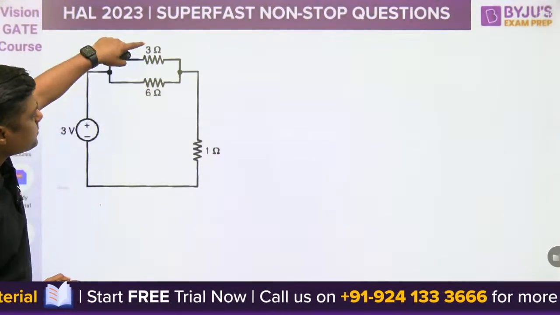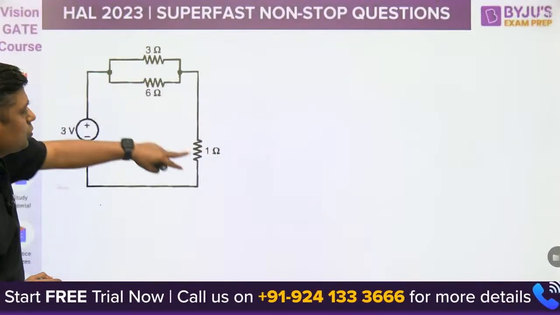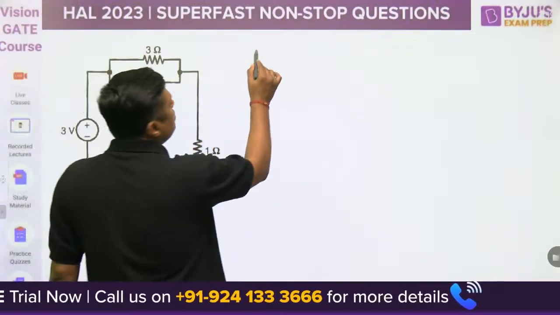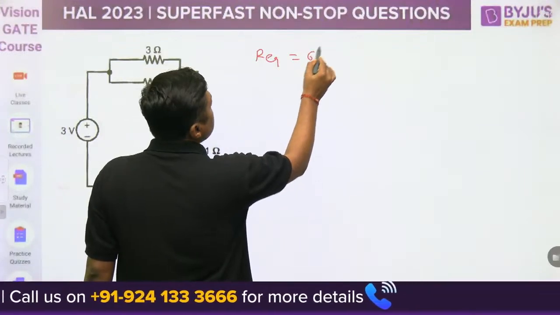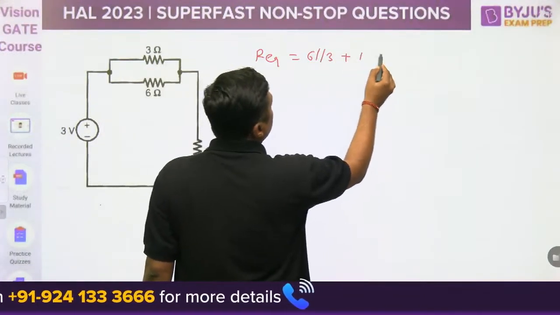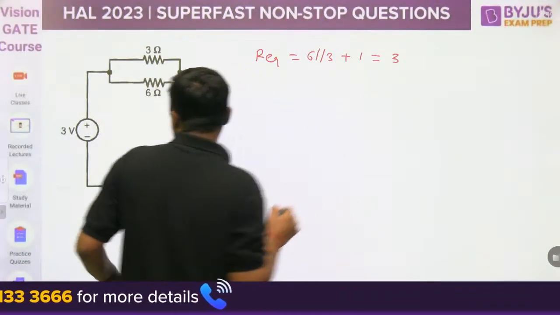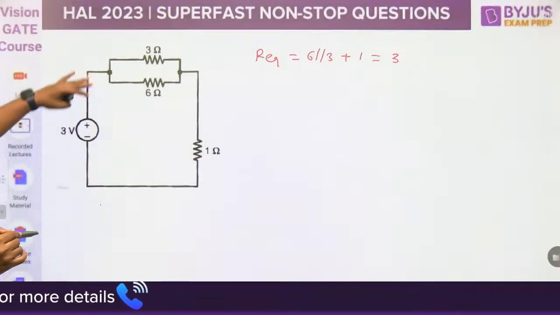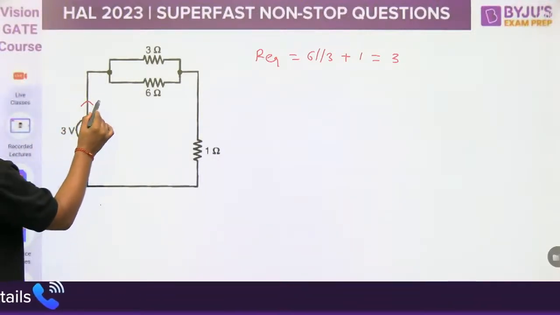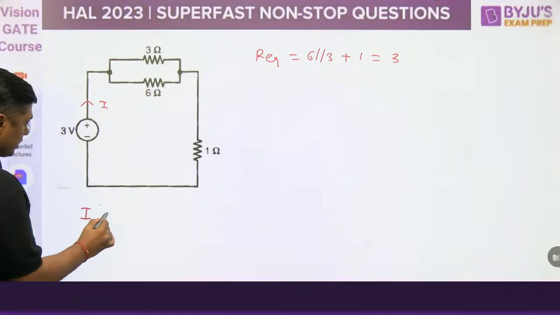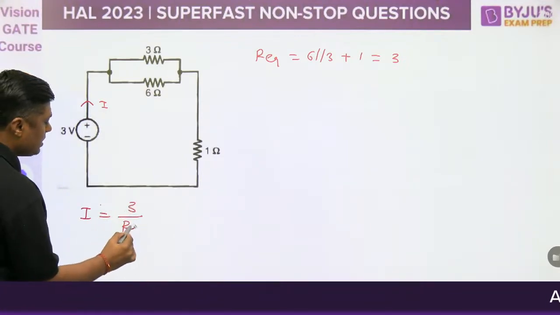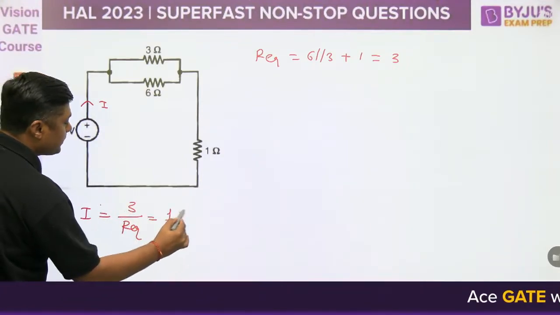Then what is this? 6 parallel with 3. Remember, 2 and 1 are in series. So what is the R equivalent? 6 parallel with 3 plus 1, that is 3. So what is the current given by this battery? The current given by this battery is 3 divided by R equivalent, that is 1 ampere.